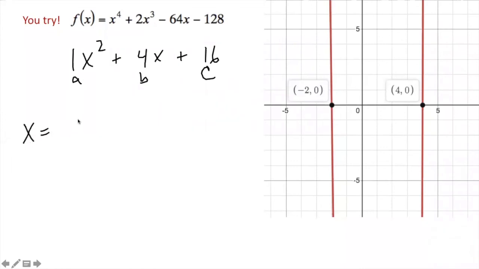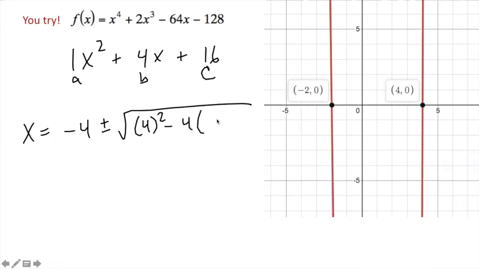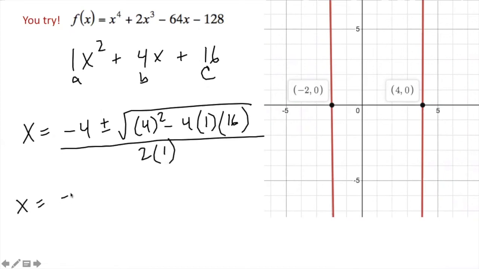X equals -b. B this time was +4, so we go with -4 plus or minus the square root of b squared, so that would be 4 squared minus 4 times the a value, which is 1, times the c value, which is 16, all over 2 times a being 1. Do a rewrite. X equals -4 plus or minus the square root. Let's see, 4 squared is 16 minus 4 times 1 times 16 is 64. All over 2 times 1 is 2.